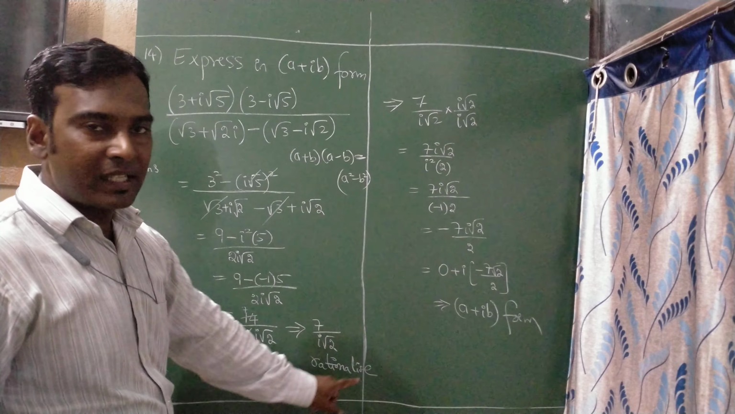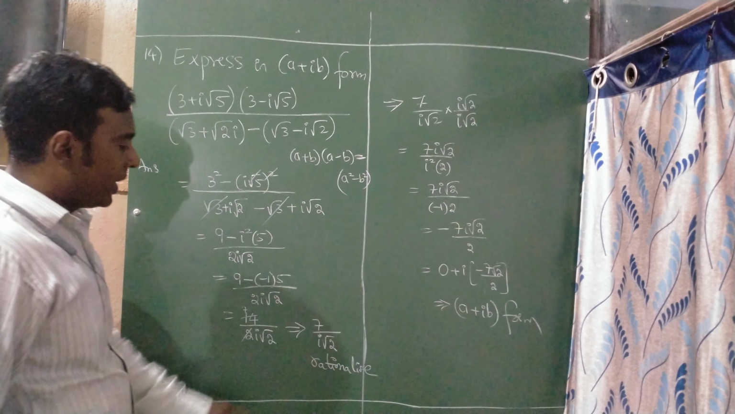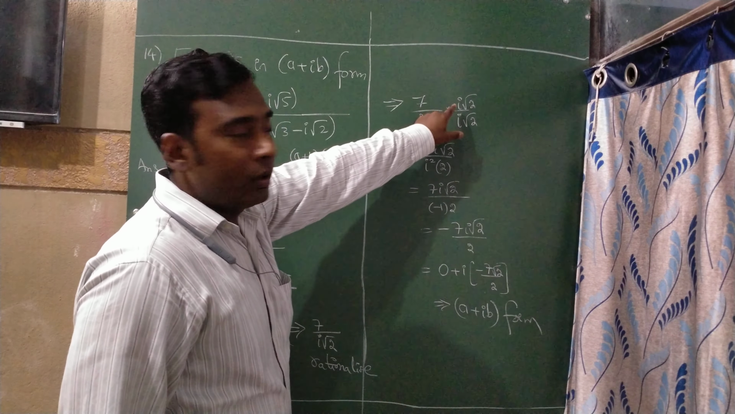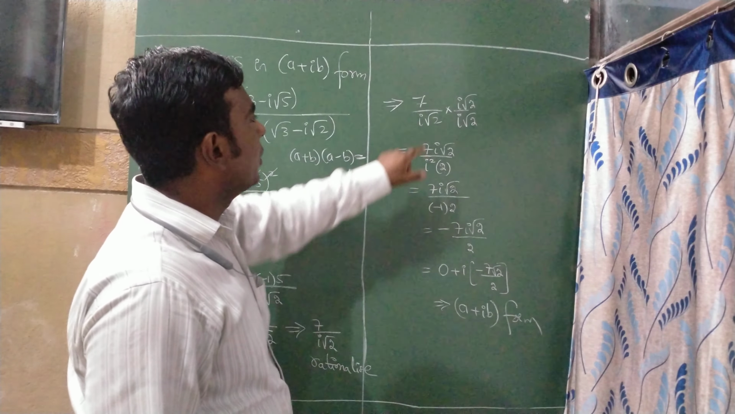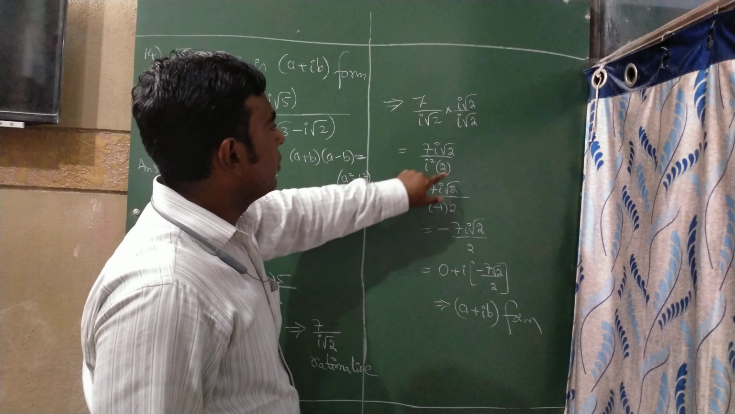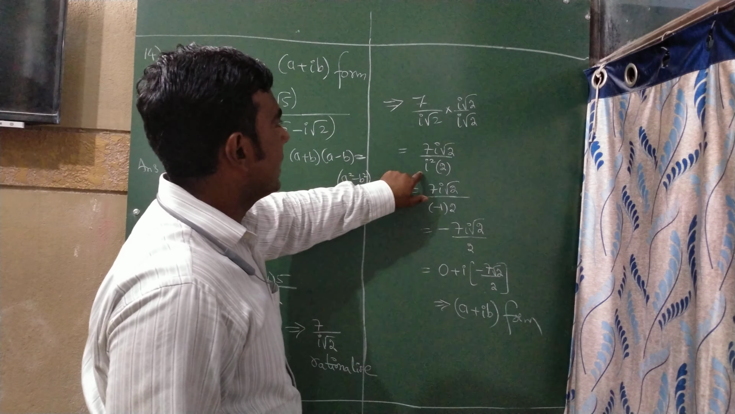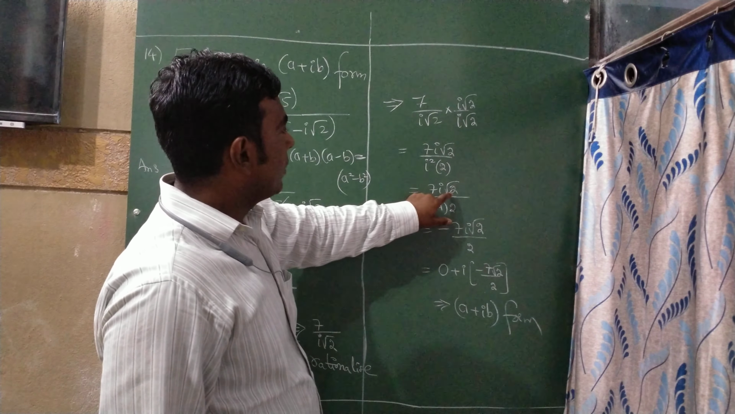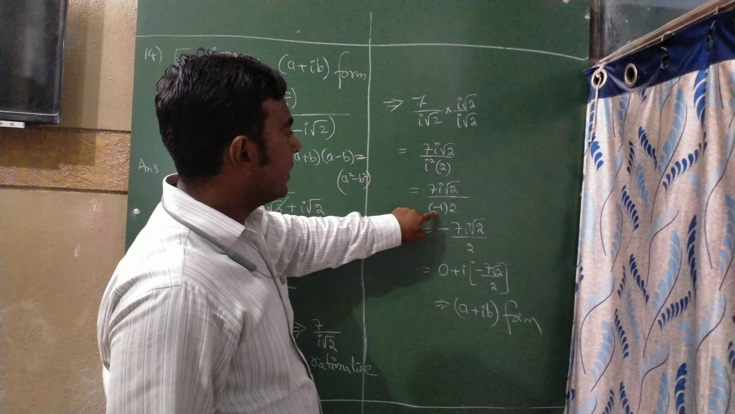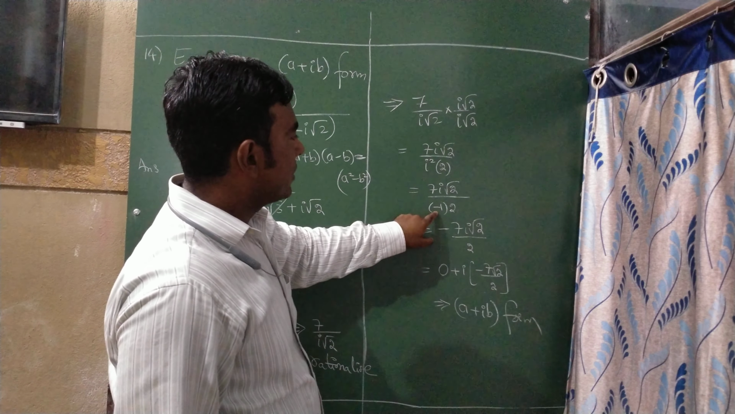Now we need to rationalize this. So what is the rationalizing factor? It is i root 2. In the numerator you should write i root 2, and in the denominator also you should write i root 2. So you have 7 i root 2 divided by i into i is i square, root 2 into root 2 is 2. So 7 i root 2 write as it is, i square is -1, so 2 ones are 2, and this minus goes in the numerator.